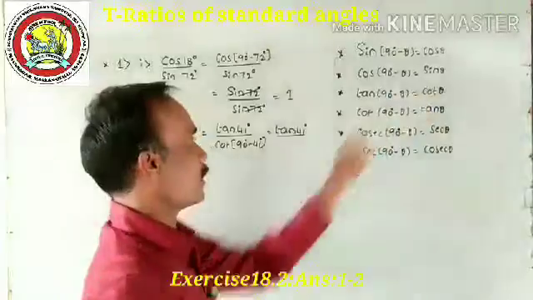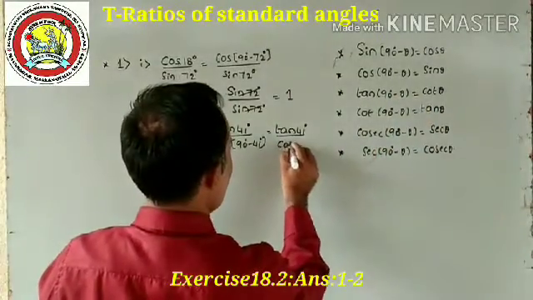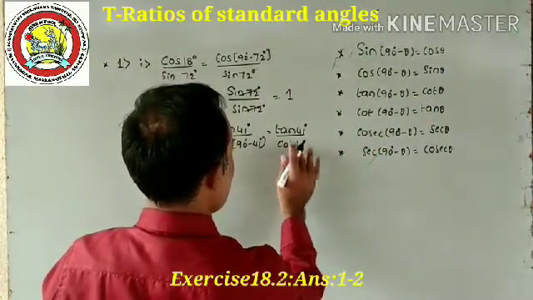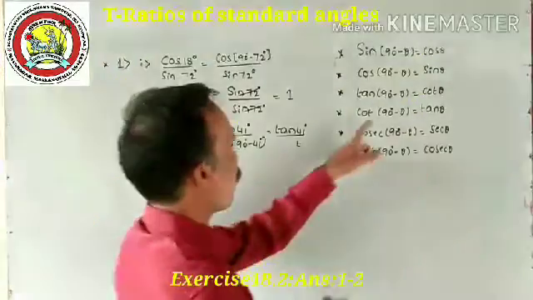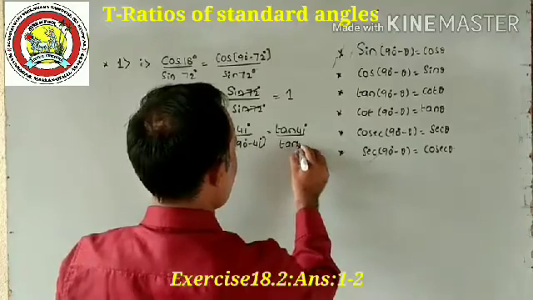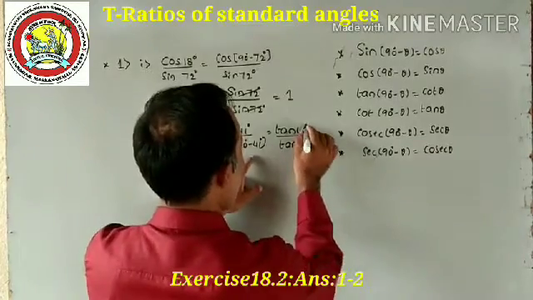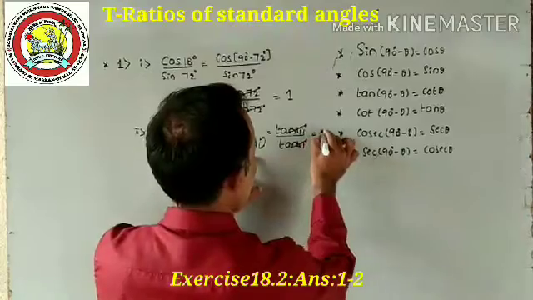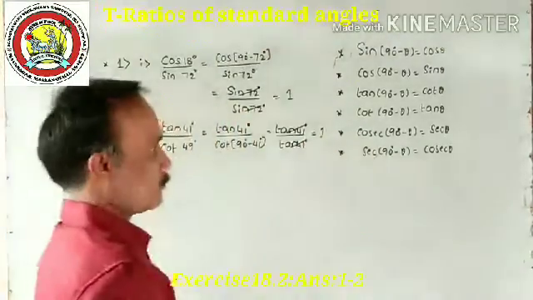cot of 90 minus theta. Cot of 90 minus theta can be written as tan theta, with theta equal to 41 degrees. So tan 41 degrees divided by tan 41 degrees. Both are the same, so they cancel. The final answer is 1.